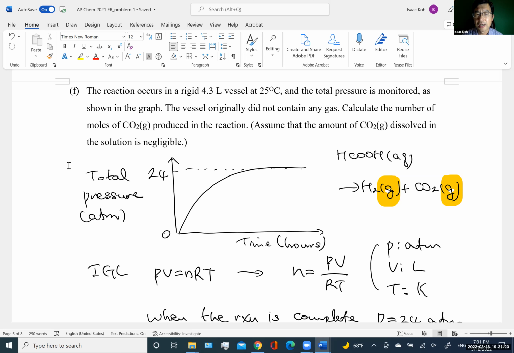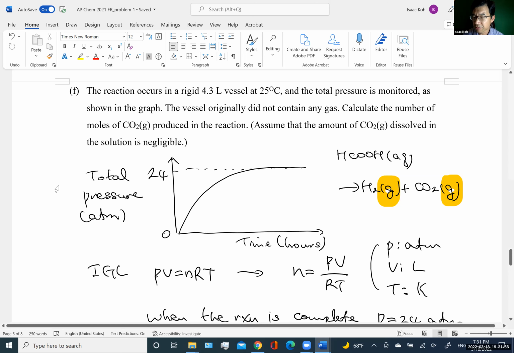Remember the equation. The methanoic acid is decomposed to produce hydrogen gas and carbon dioxide gas. I want to point out the state of the products. Both of them are gases. Also look at the stoichiometry. Decomposition of 1 mole of methanoic acid produces 1 mole of hydrogen gas and 1 mole of carbon dioxide. So the mole number of hydrogen gas and carbon dioxide must be equal, because it is a 1-to-1 ratio.